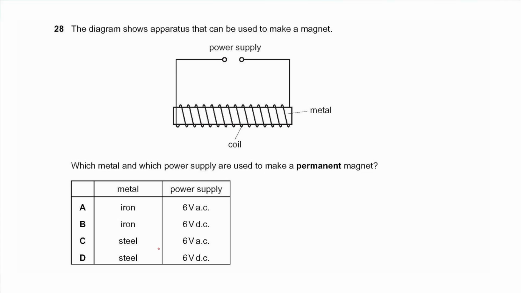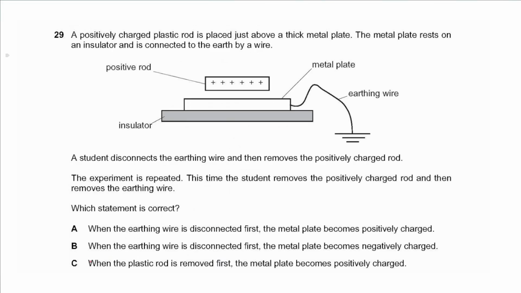Which metal and which power supply are used to make a permanent magnet? To make a permanent magnet, we need steel, which is a hard magnetic material, and the power supply must be direct current, not alternating. So we choose D. Question 29 says a positively charged plastic rod is placed just above a thick metal plate.